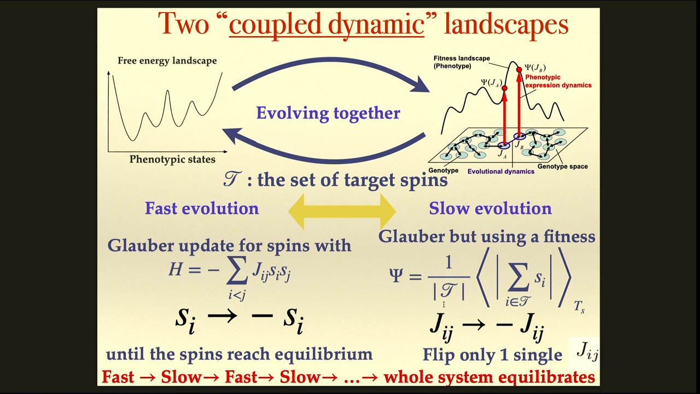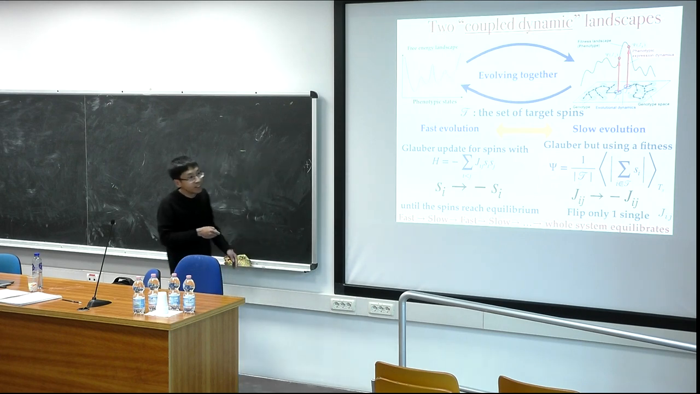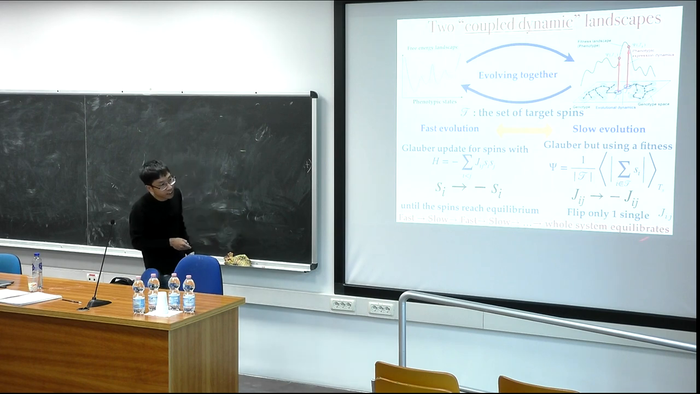And once you get that fitness, you will update the couplings. But now, instead of choosing a change in the energies to update the spin, you will choose a change in the fitness to update the coupling. You can think of it as an analogy, but maybe not a perfect analogy. Instead of the energy, now the role of the energy is played by the fitness. And this is the fitness that determines how the JIJ should evolve.